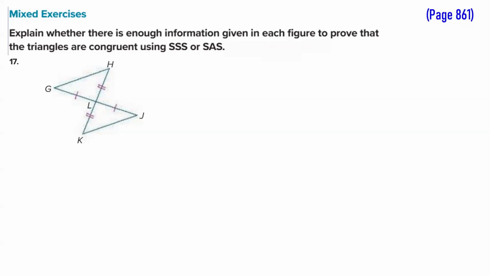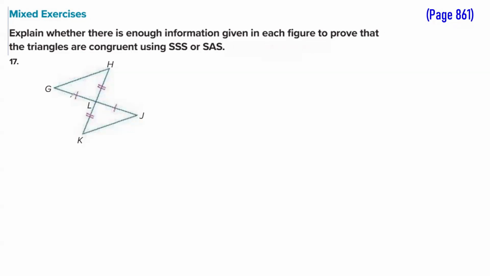In these questions, we need to explain whether there is enough information given in each figure to prove the triangles are congruent using one of these methods: SSS, which means side, side, side, or SAS, which means side, angle, side. Okay, so let's find out.